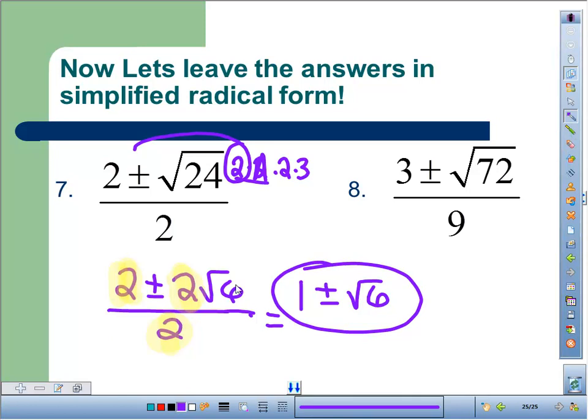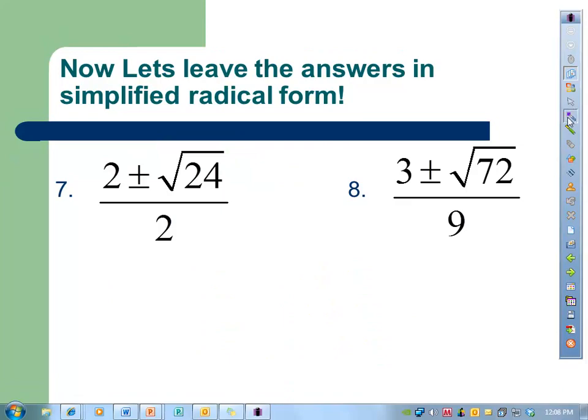You do not reduce the number underneath the radical. You cannot mix the numbers outside of the radical with the numbers inside radicals. You can't do that. So we're not going to turn this into a 3 or something silly like that. Okay? Let's look at number 8.